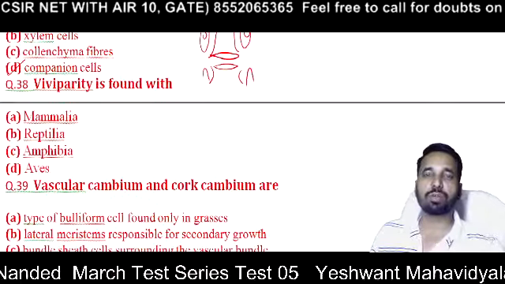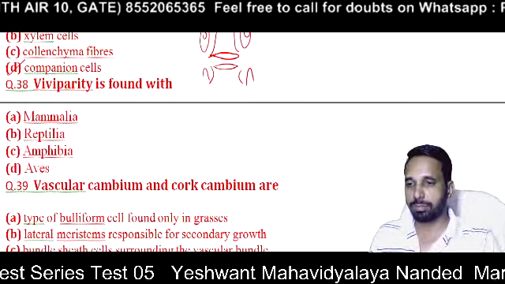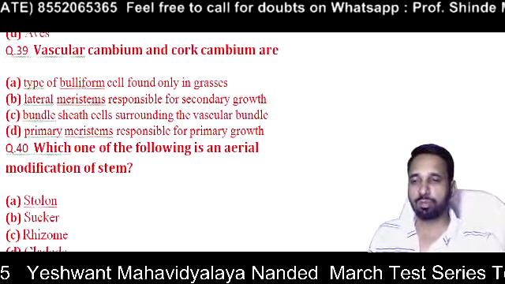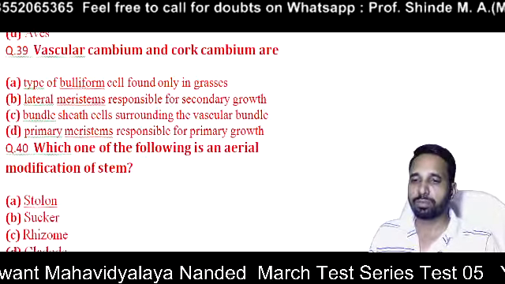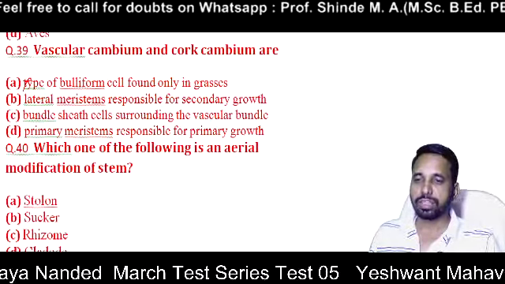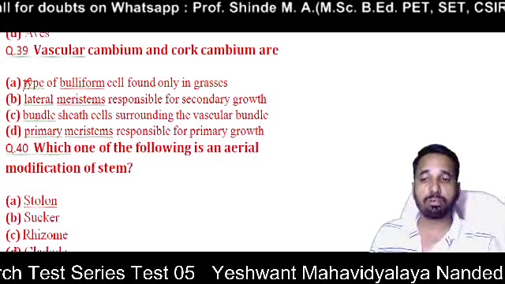Next, viviparity is found in. Now what is viviparity? Giving direct birth, not egg laying. So it is Mammalia. Very easy question. Then vascular cambium and cork cambium. What about it? So type of bulliform cells? No, not. What nonsense. It is not true. That is for epidermal cells. Lateral meristem responsible for secondary growth. Is it so? Yes. Vascular cambium and cork cambium.